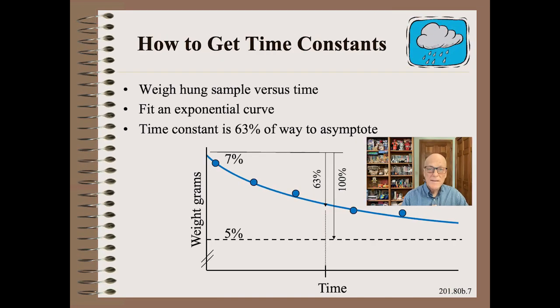Getting time constants is easier than you might think, at least in principle. Basically, all you have to do is weigh a sample exposed on 2 sides as a function of time. Then we fit an exponential curve. Finally, we extract the time constant from the curve fit. In the example shown here, the sample initially had a 7% moisture, but will equilibrate to 5% given enough time.